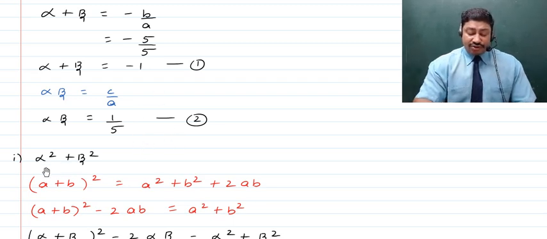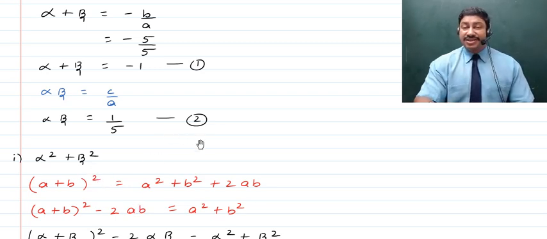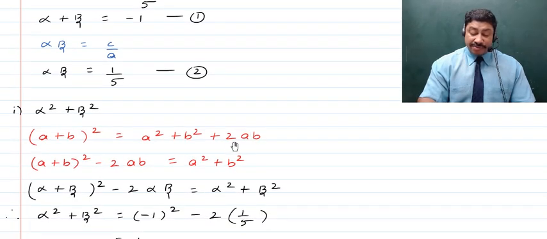And then further you got to find out the value of alpha square plus beta square, which is the first expression, and the second expression is alpha raised to the power minus 1 plus beta raised to the power minus 1. So here children, when we have to solve this, we are reminded of a plus b whole square, which becomes equal to a square plus b square plus 2ab. Now here further, if you bring the 2ab term to the left hand side, you will have a plus b whole square minus 2ab, which will become equal to a square plus b square.